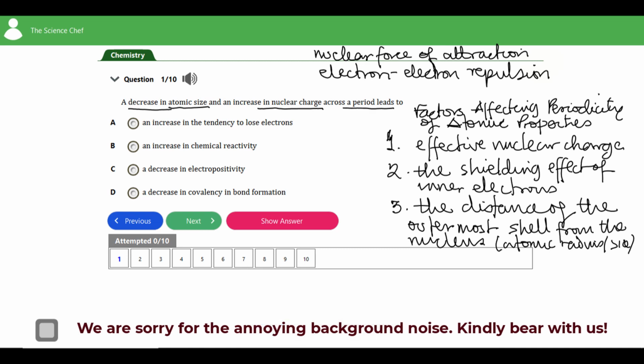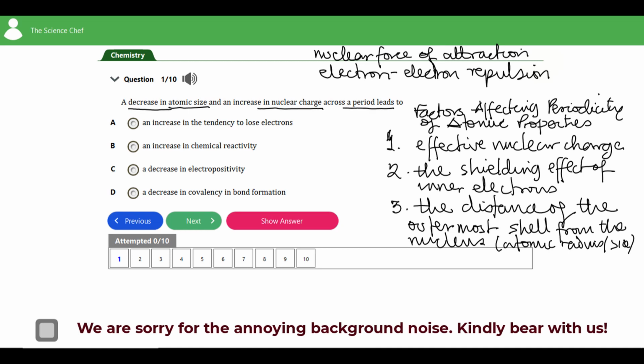Electropositivity is the ability or the tendency of an atom to lose electrons. And as you move across the period, right, the decrease in atomic size and an increase in the nuclear charge, which leads to an increase in nuclear force of attraction, decreases that tendency for an atom to lose electron.